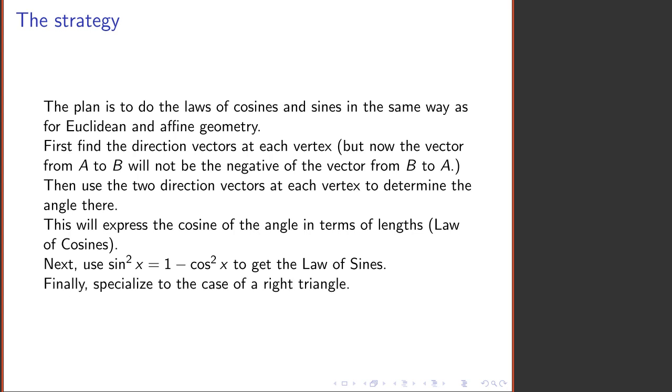And finally, having done the general triangle, I'm going to specialize to the case of a right triangle. This is the opposite of the way trigonometry is usually done, where you start out with right triangles and move on to arbitrary triangles.